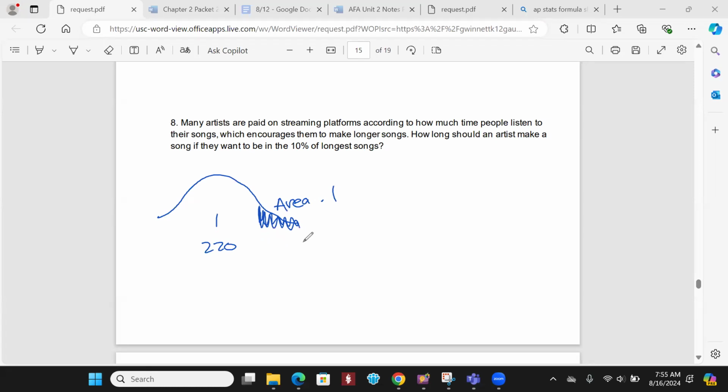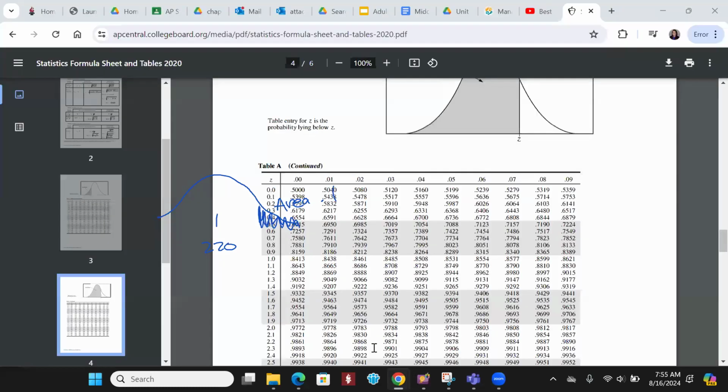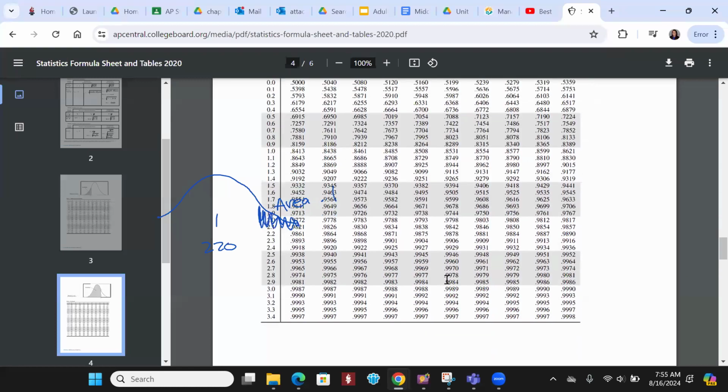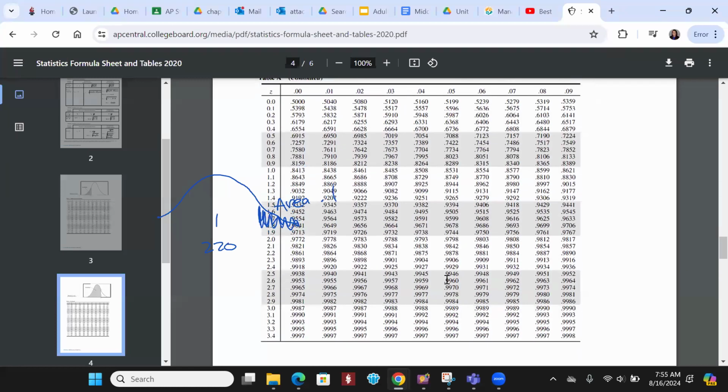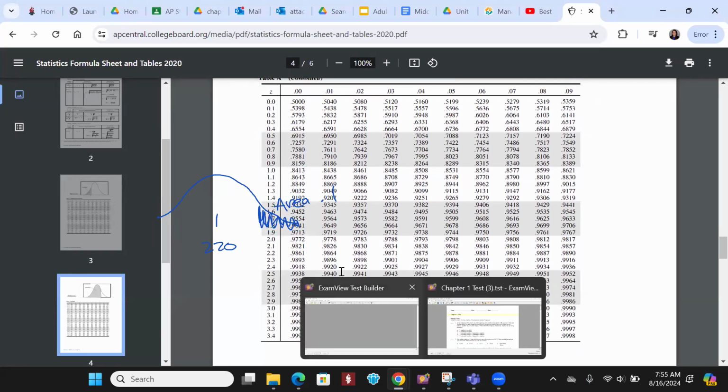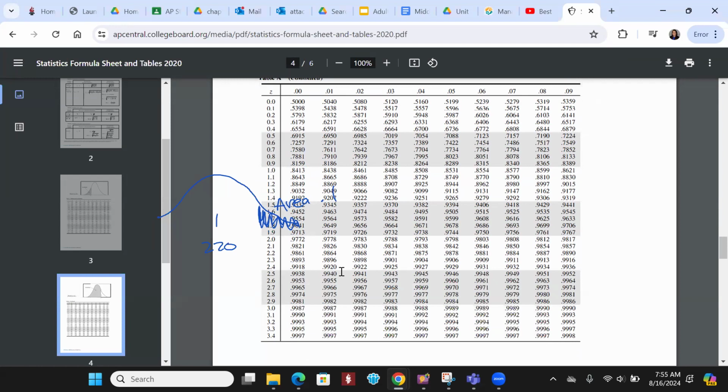Okay, yes? Okay, so go back into your table. We're looking for 0.1 inside of this. Okay, now we want greater than. So what number are we actually looking for in this table?